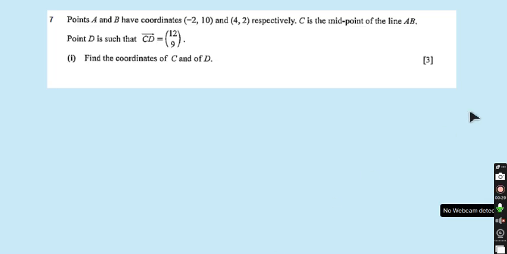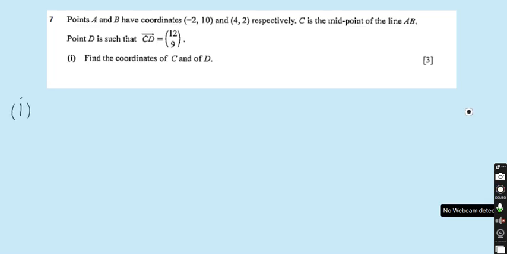Points A and B have coordinates -2, 10 and 4, 2 respectively. C is the midpoint of the line AB. Point D is such that CD is 12, 9. Find the coordinates of C and coordinates of D. Very easy.